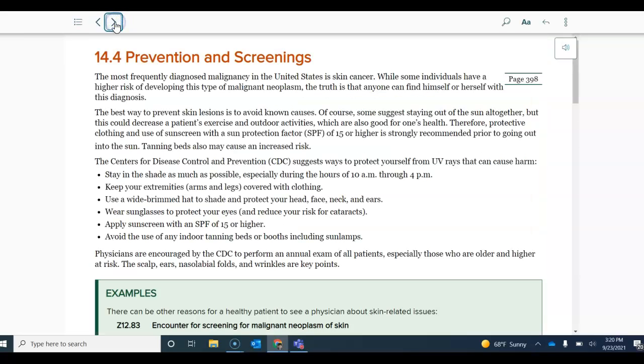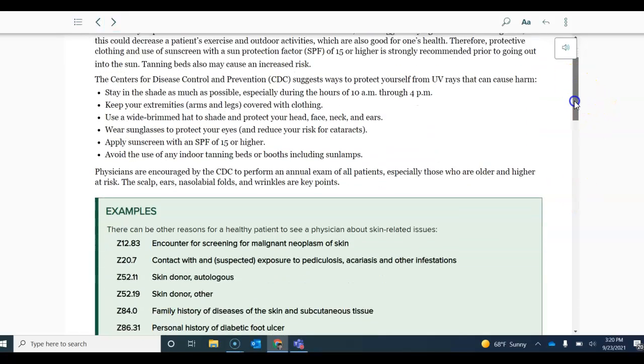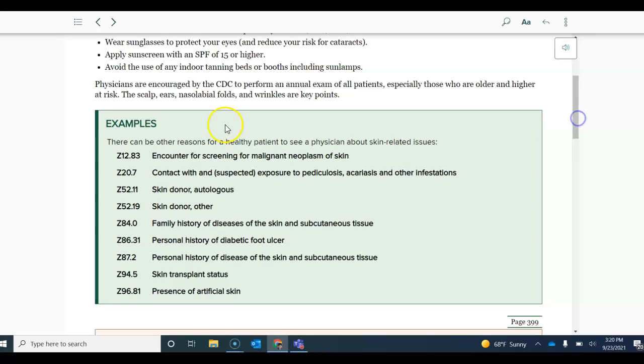And then the last thing in this chapter is preventions and screenings. Remember, Z codes are used for diagnoses or reasons for an encounter when essentially there's not a definite diagnosis. So there's screening for malignant neoplasm and personal histories of foot ulcers.